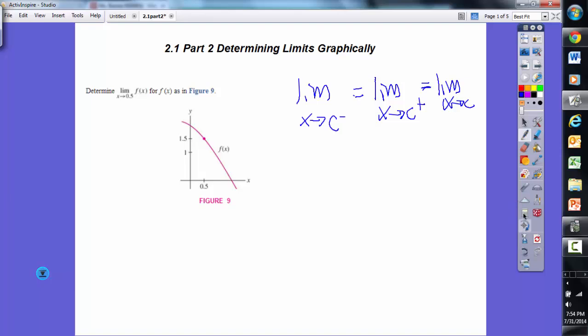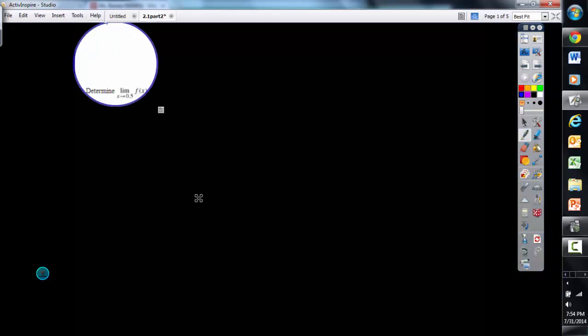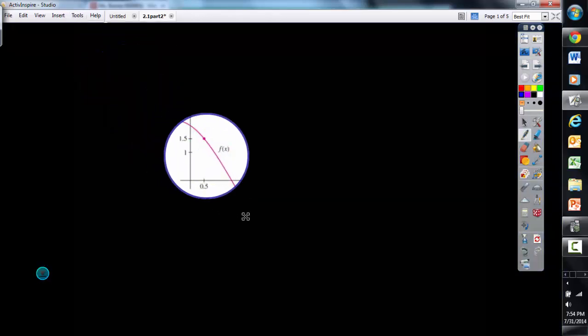So let me see. I know there's a spotlight feature here somewhere. Where is that? Tools? Spotlight. There it is. Oh boy, I didn't mean for that to happen. Let's get out of that.